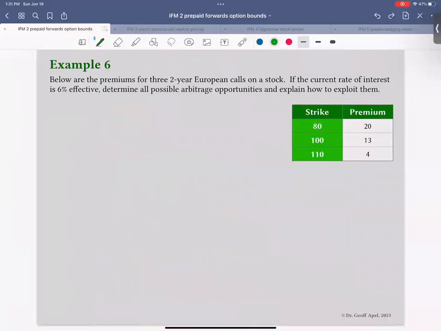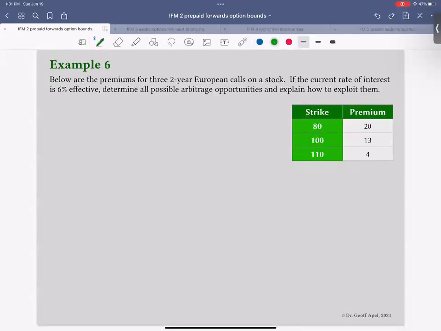So, okay, here, example 6. Below are the premiums for 3 2-year European calls. If the current rate of interest is 6% effective, determine all possible arbitrage opportunities and explain how to exploit them. Now we have to think, what can I use to exploit arbitrage? All they gave us was the prices for three different calls. They didn't tell me anything about the stock or about puts, so I can't really use put-call parity.